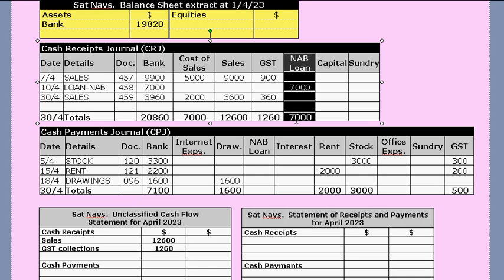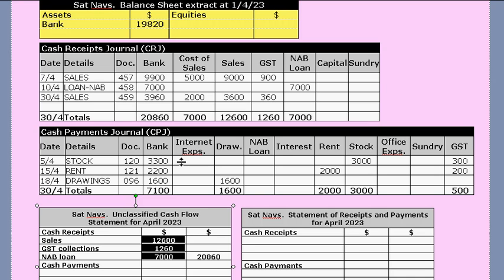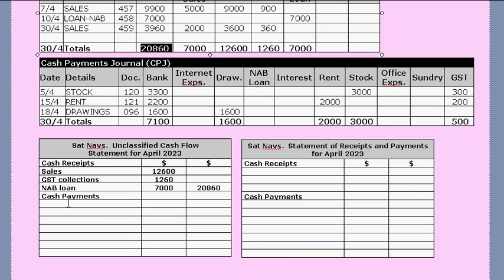And in this business, during the month, there was a loan of $7,000, NAB loan, $7,000. We add up those three totals and it equals 20,860. That's the summation of those three figures there, and of course it equals that figure there, which is the total of the cash receipts. It doesn't matter which order we do this in.